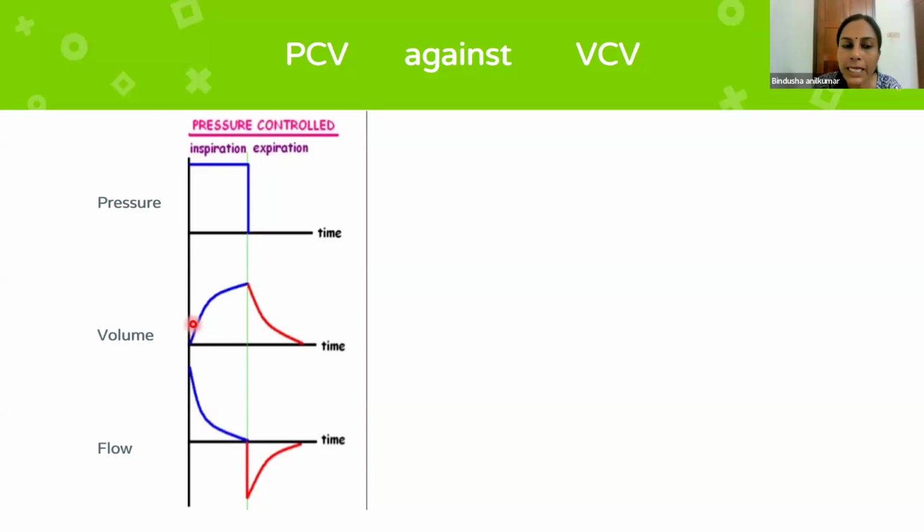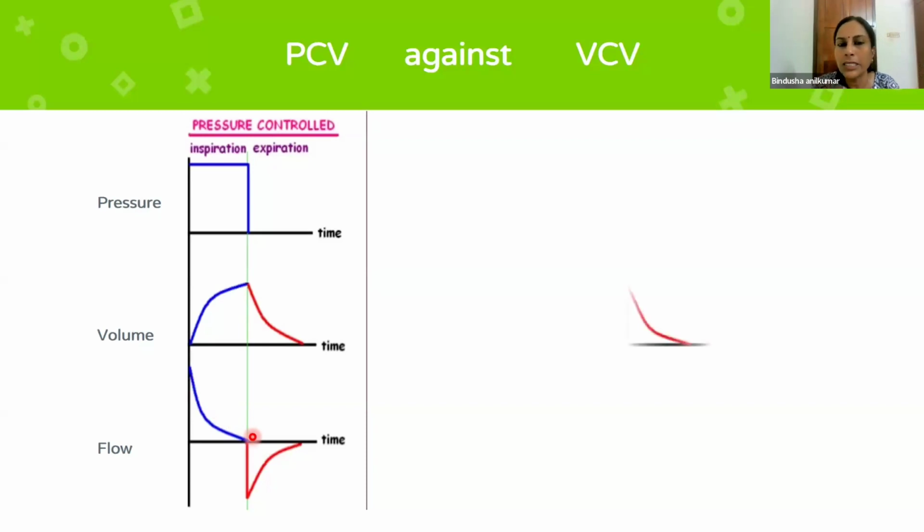Okay. And the tidal volume delivered is also better in pressure control ventilation than in volume control ventilation in most heterogeneous lung diseases. So when you see a pressure graph like this, where the PIP is maintained during the whole of the inspiratory time, and it has a decelerating flow pattern, we need to understand this is pressure control ventilation.